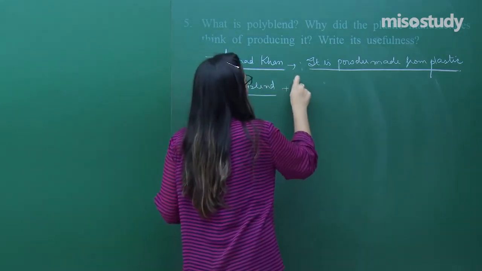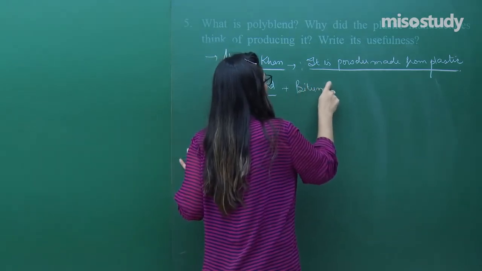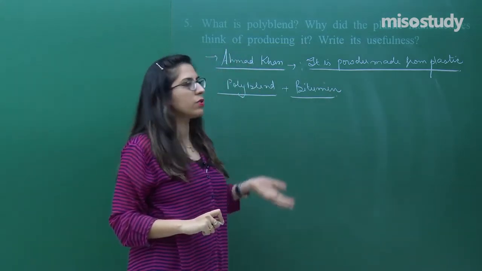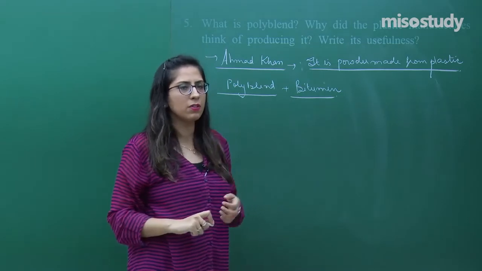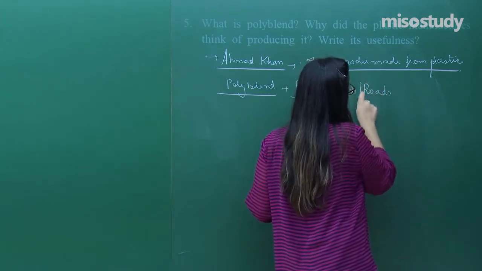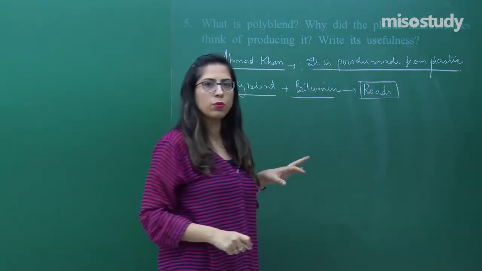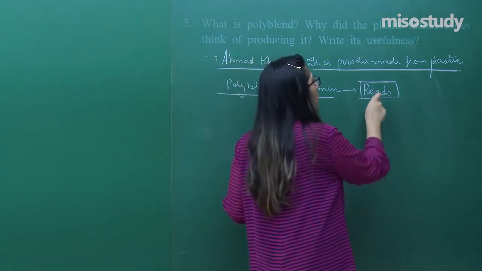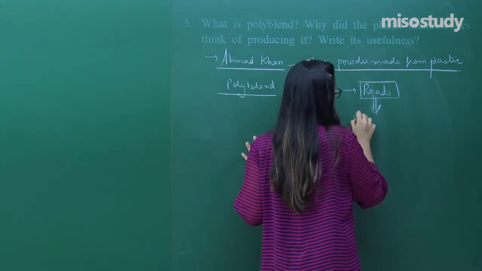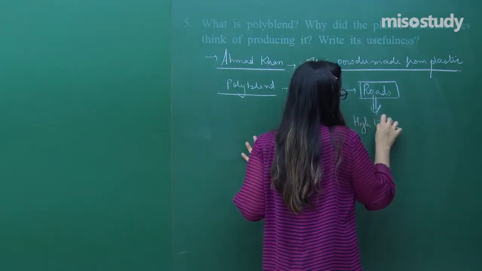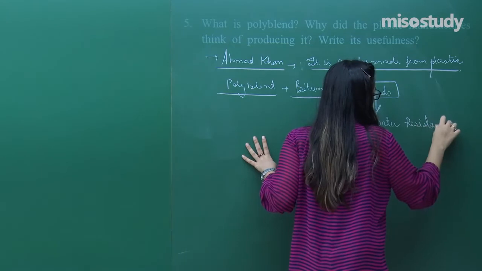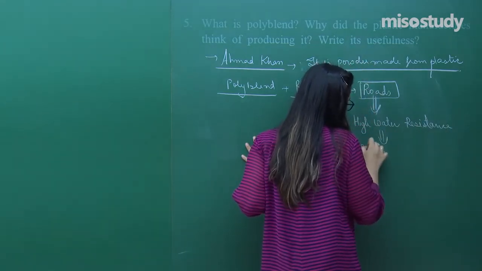And when this poly blend is mixed with bitumen, and that mixture obtained by mixing these two different substances is used for making roads, the overall life of these roads will be more. They have a high water resistance, and three times more life.